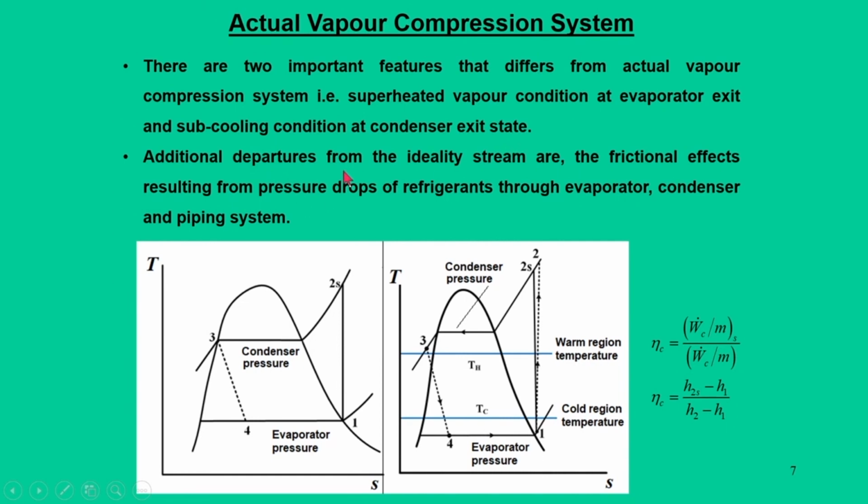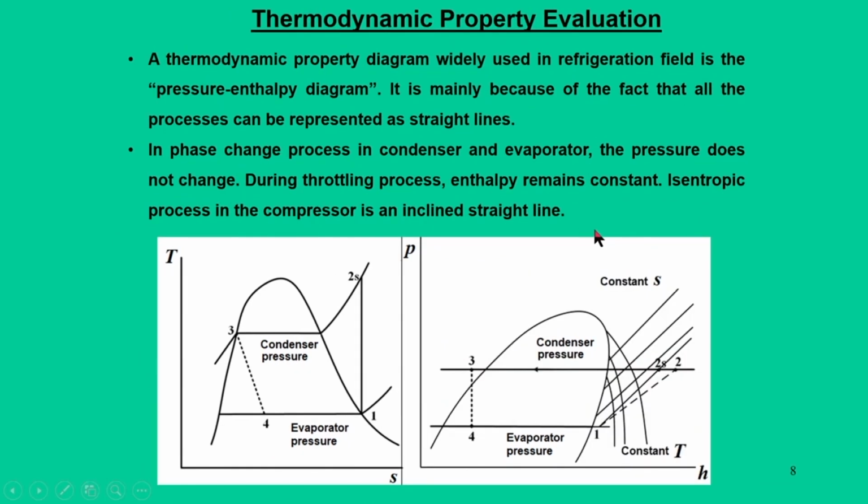Apart from this, there are additional departures from ideality, such as frictional effects resulting from pressure drop of the refrigerant through the evaporator, condenser and the piping systems. Of course, in our calculations we normally do not take these into account when solving problems unless it is very elaborately specified. Okay.